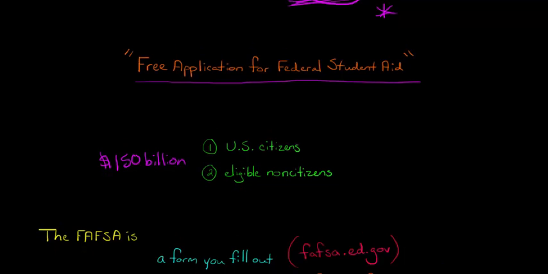And the FAFSA ultimately is just a form. It's just a form that you fill out, and you can fill it out online. If you go to fafsa.ed.gov, you can do the whole process online. You can fill out a PDF online and then print that out and mail it in. Or you can get a paper-based copy from your high school or from a library, and then mail that into the federal government.